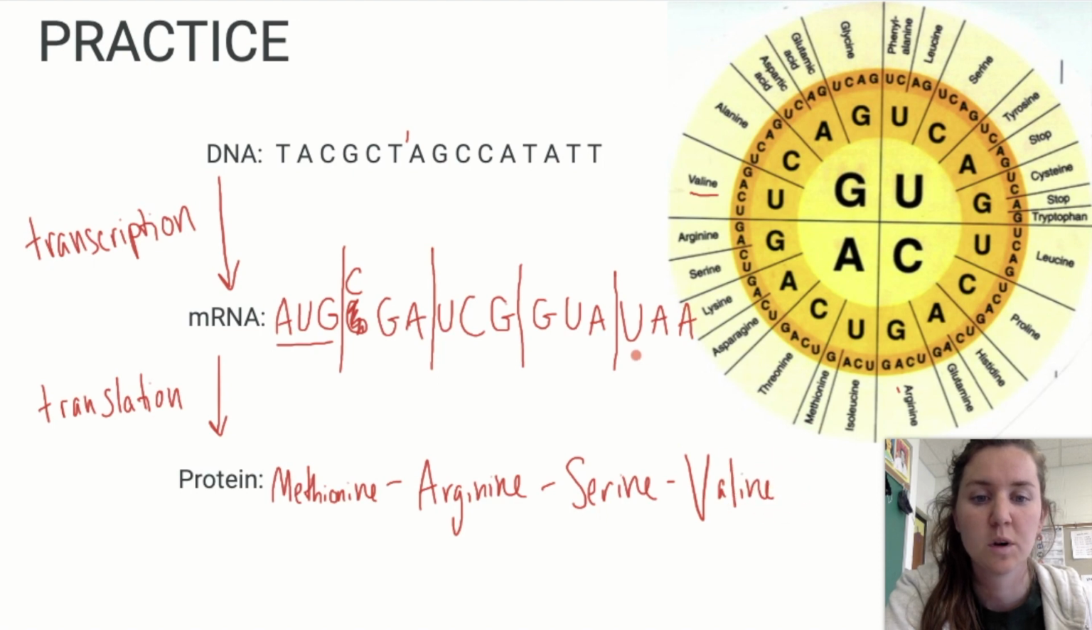And then our last one is UAA. So we've got U here in the middle, we move outwards, A, and look at that. That is a stop codon. So it's no amino acid. It tells the ribosome, stop making a protein. So that is how we would do these 2 steps if we were writing it all out.